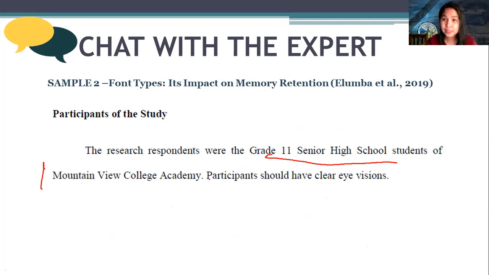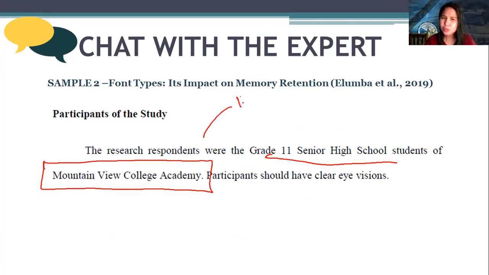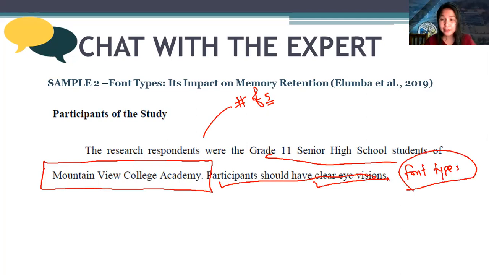This is a no this time, okay? Now, what is missing? How many students are there? You need to spell that out. And they added this criterion: participants should have clear eye vision. Why did they specify it? Because their study was on font types. And if a participant doesn't have clear eye vision, no matter what the font type is, it will affect the results. So there should be clear vision so that we control only the font type. So that's an example for the participants.